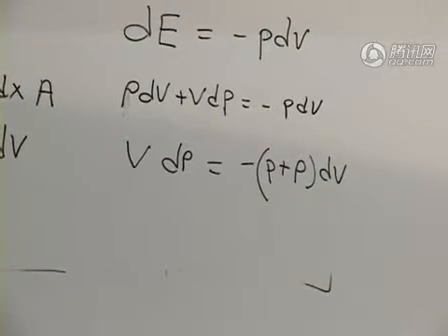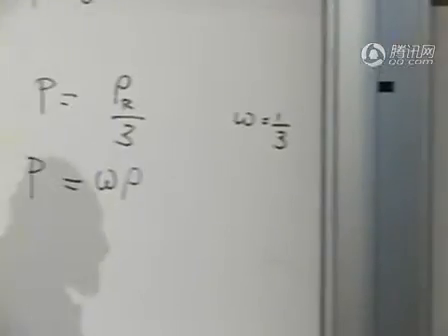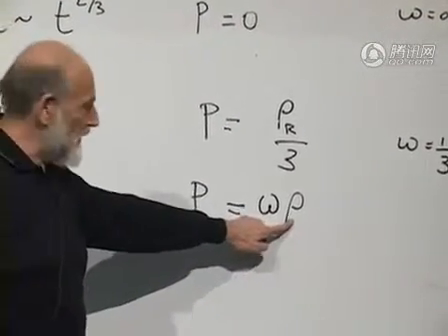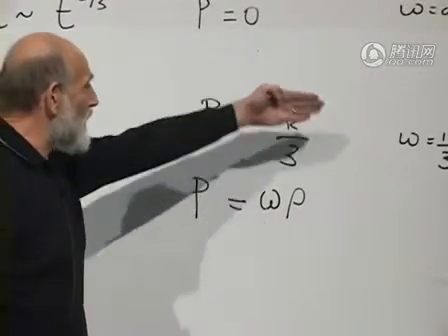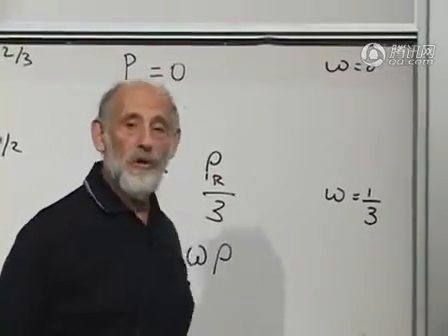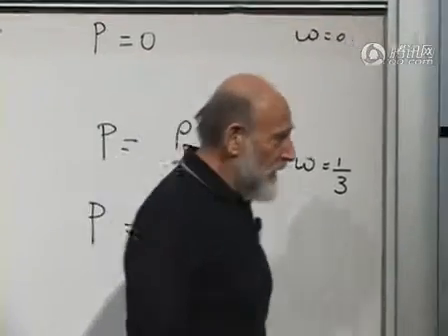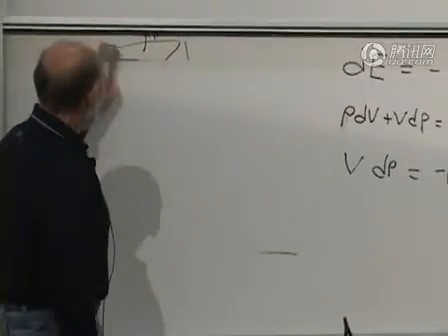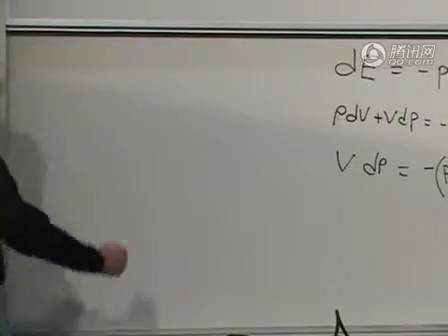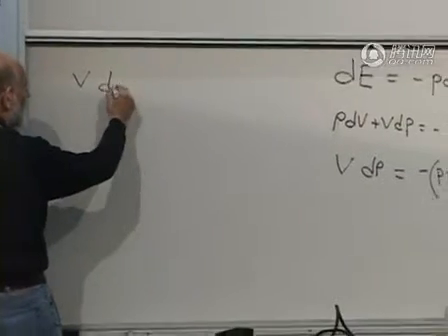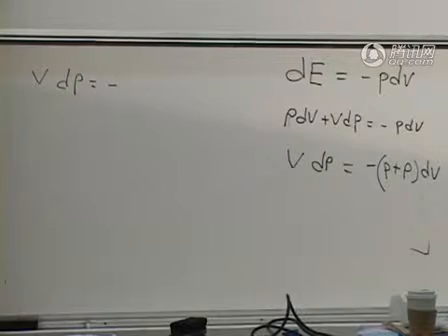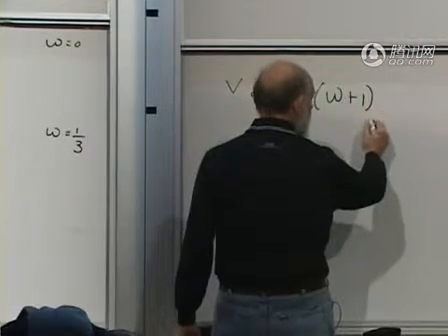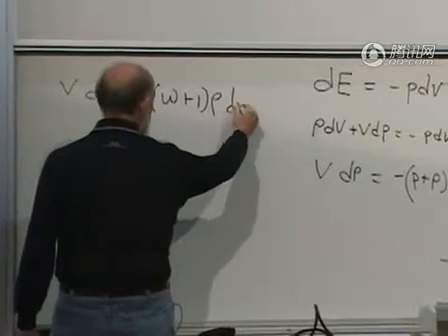Now, let's remember that for a lot of interesting situations, P is related to the energy density by a numerical number W, which happens to be 1/3 for photons, happens to be 0 for cold, motionless matter, and it could be other things. So let's plug that in. And we get an equation. V d rho is equal to minus... Now, P is W times rho. So I will write that this is W plus 1 rho dV. Does everybody see what I've done?